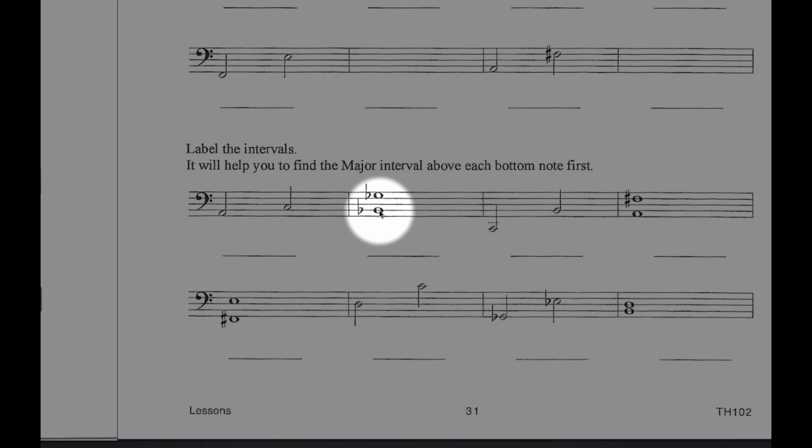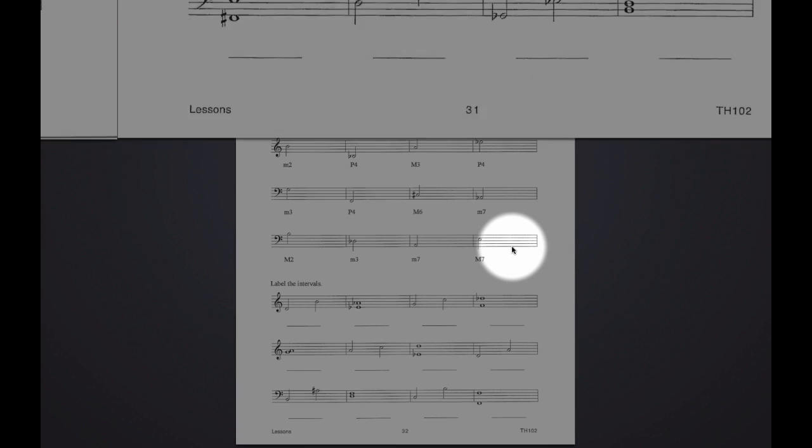So first, I count the number to find out the interval number. 1, 2, 3, 4, 5, 6. So this is a sixth. But since G is flat, it's a minor sixth. Because in B flat major, G is not flatted. So they flatted it, making it a half step lower, turning it from major into a minor sixth. Please do the rest on your own.